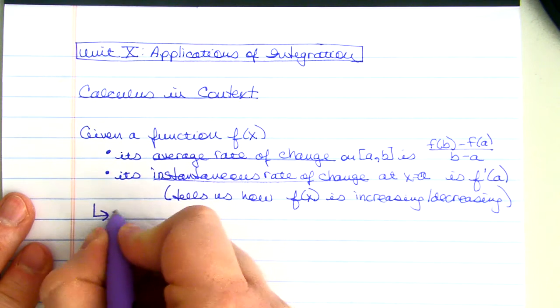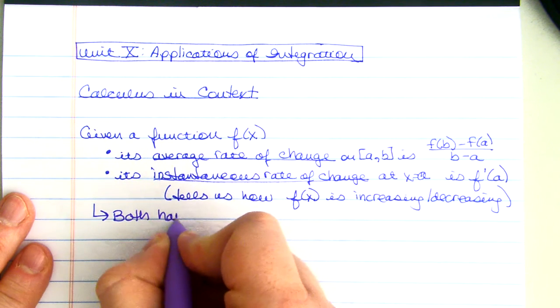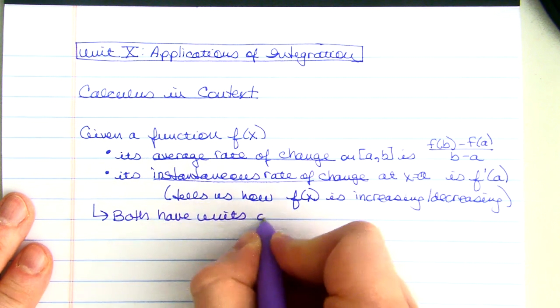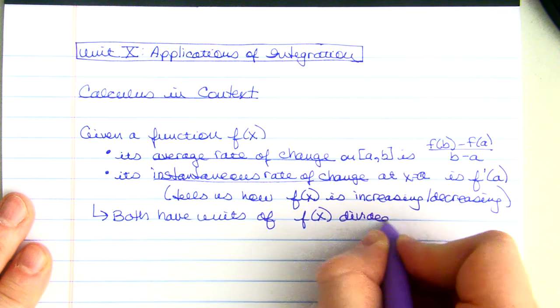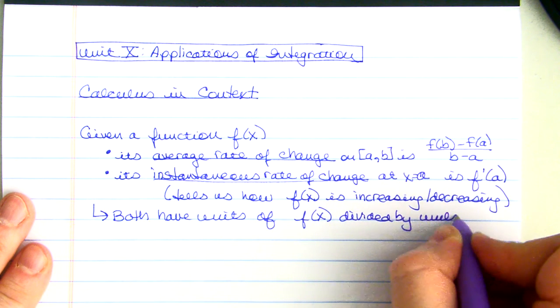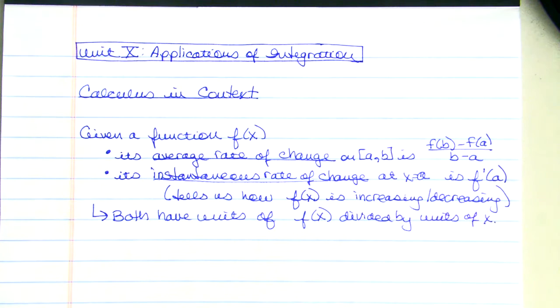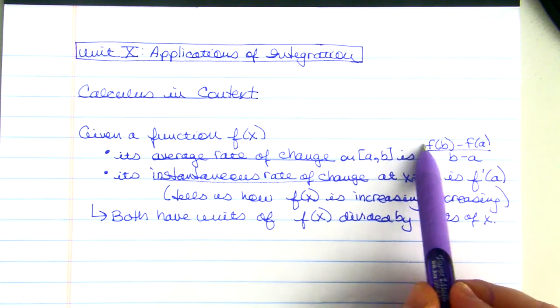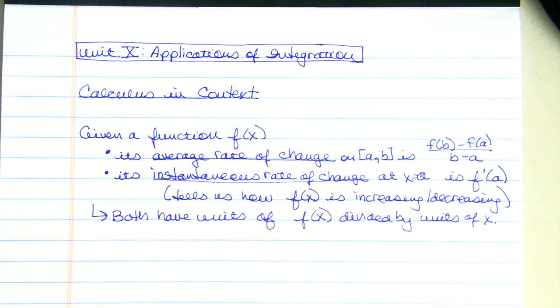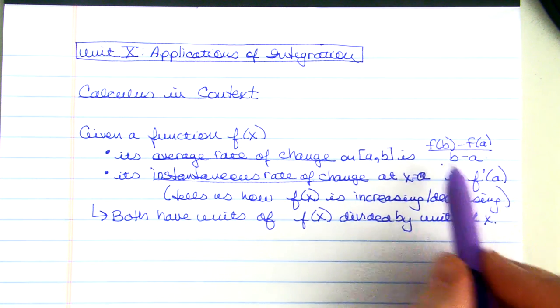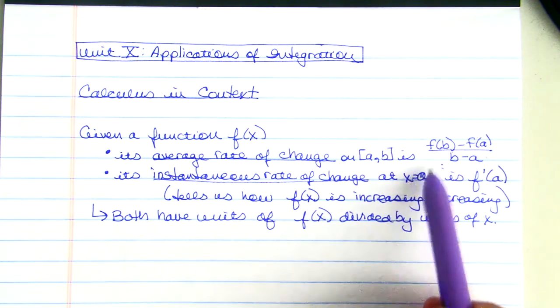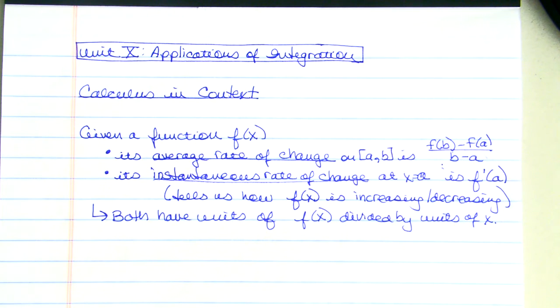Finally, both of these have units. The units are going to be the units of f of x divided by the units of x. Everything we look at here will have units to it. The units of f of x, and you can just leave that in the green thing on the side, divided by the units of x. That formula is the same formula we use to kind of create our derivative stuff.